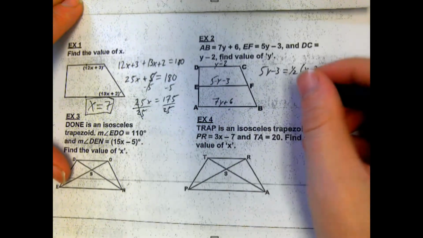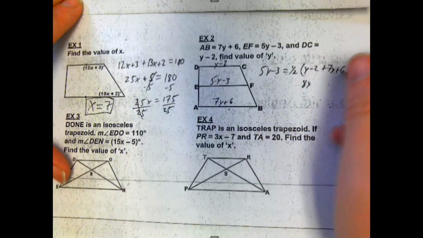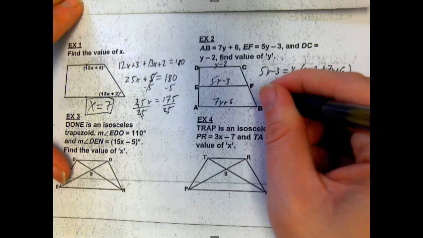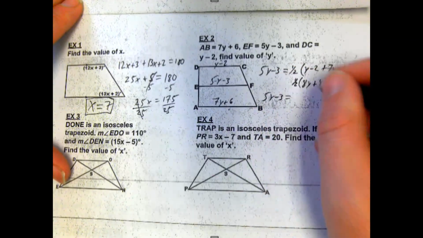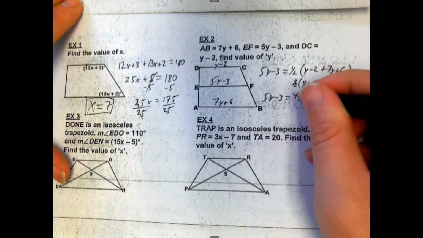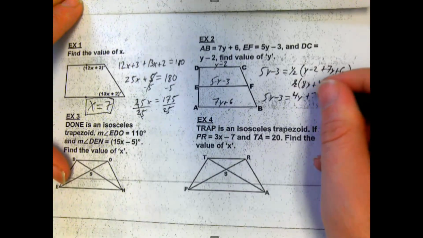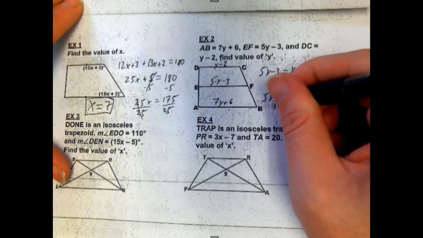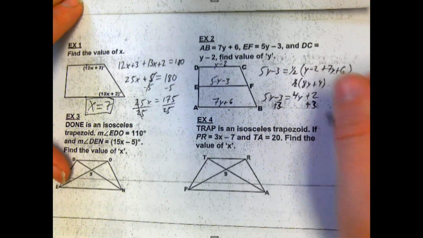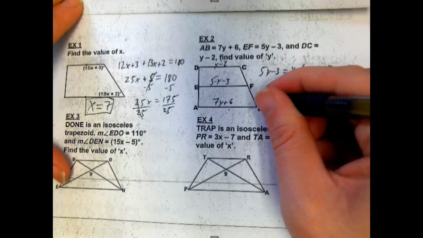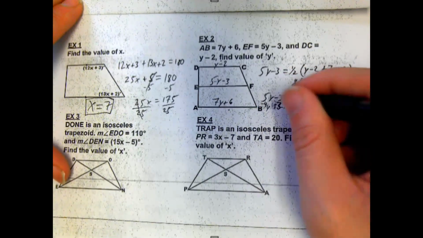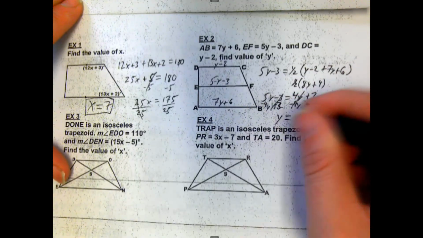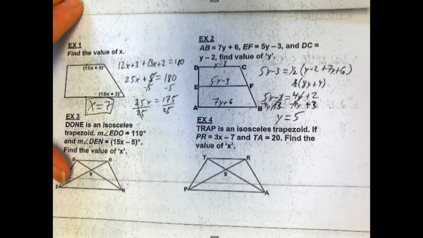y plus 7y is 8y. Negative 2 plus 6 is 4. So half of that: 5y minus 3 equals half of 8 is 4, half of 4 is 2. Then I subtract 2 from both sides. Then I add 3 to both sides and subtract 4y from both sides. So cancel and cancel. 5y minus 4y is just 1y, and 2 plus 3 is 5. So y would equal 5.